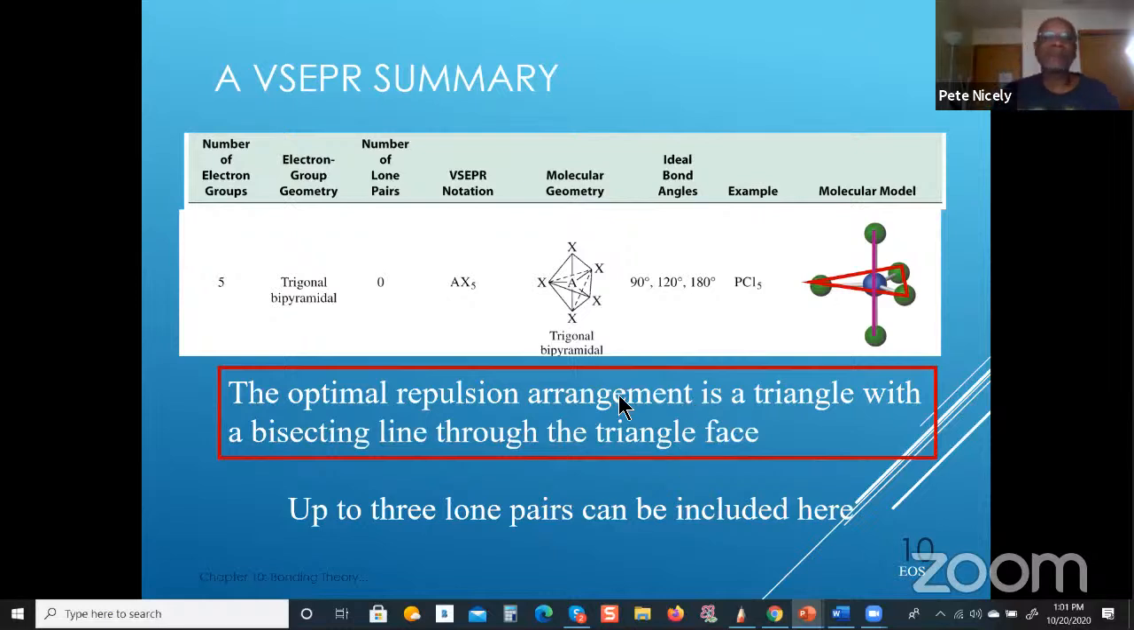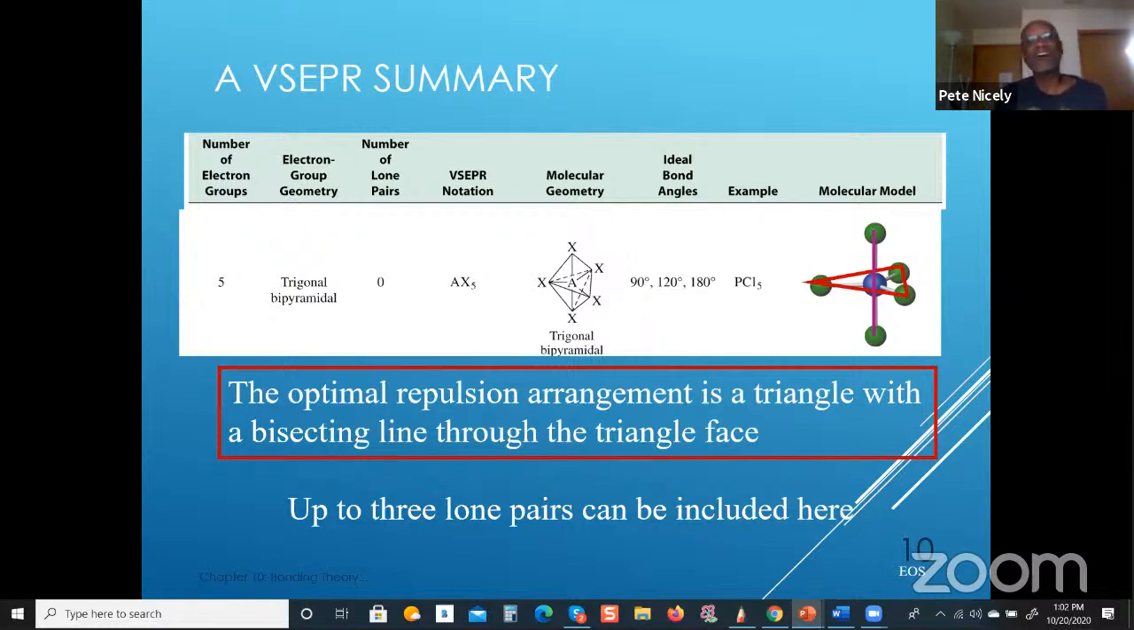And as you can see from this shape here, it's a bit more complicated than the others that we have looked at, which means that there are different bond angles depending on which bonds you're looking at. For example, the bond angle between this X and this X here would be a 90-degree bond angle. The bond angle between this X and this X would be 180 degrees, and the bond angle between this X and this X, or this X and this X, or this X and this X would be 120 degrees. So, it's a bit more complicated.